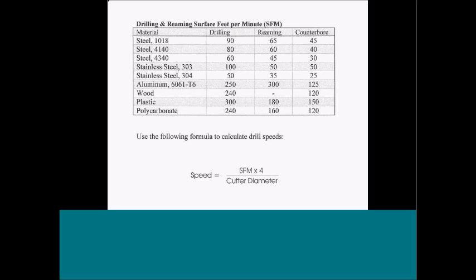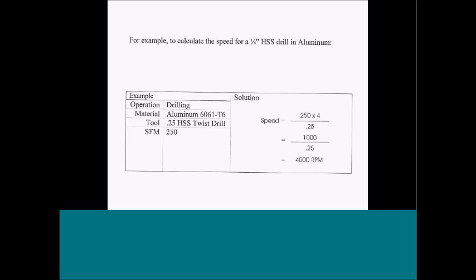Okay, in the lecture, we also talk a little bit about drilling and reaming, surface feet per minute. And again, the different materials for drilling, reaming, counterbores: various steels, steel 4340, 1018, wood, plastic. And there's our formula, very similar to what I've used. Then we'll show them an example of cutting with a high-speed drill in aluminum. I'll cover this up, you'll see this in a moment, and they'll have to figure it out and see if they can come up with the right RPM.